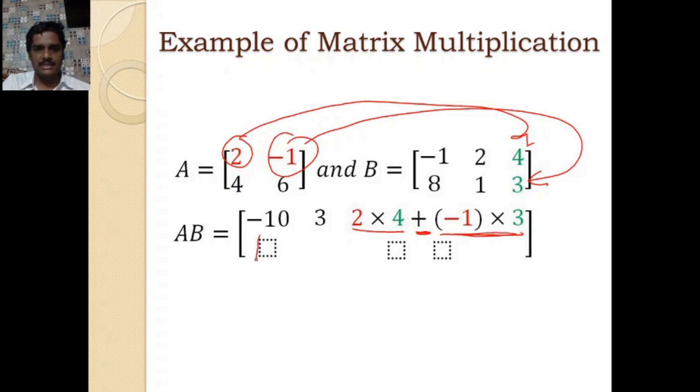Next we have to get this element. This is present in second row, first column. So you'll pick second row of A and first column of B and you'll multiply them to get the second row, first column element of AB.